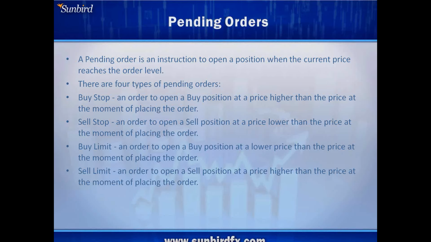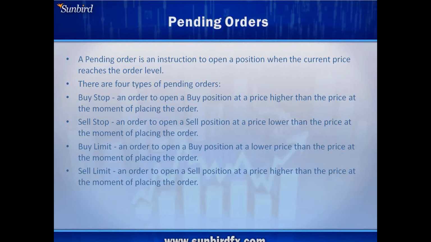Let's say the market rate is at 1.5 and you want to put a buy stop at 2.0. All right, 2.0 is a rate higher than the current market rate. So once it reaches 2.0, you go buy, you go long. This is a buy stop. A sell stop is an order to open a sell position at a price lower than the current price. So if, let's say, the current market price is 1.5, when it reaches 1.2, it sells. This is a sell stop.